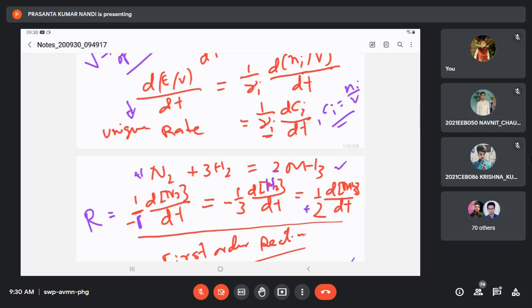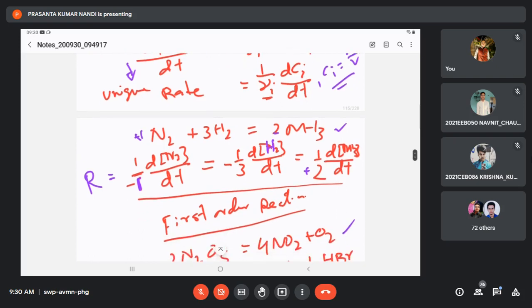That is, the rate of the overall reaction, the unique rate of the reaction, is equal to 1 upon minus 1 d of the concentration of N2 by dt, equal to minus 1/3 d of H2 by dt, equal to half d of NH3 by dt, where t is the time. So this is the unique rate law, how to represent it, that we have discussed. I think it is clear to you, and you are familiar with this discussion from your last class.